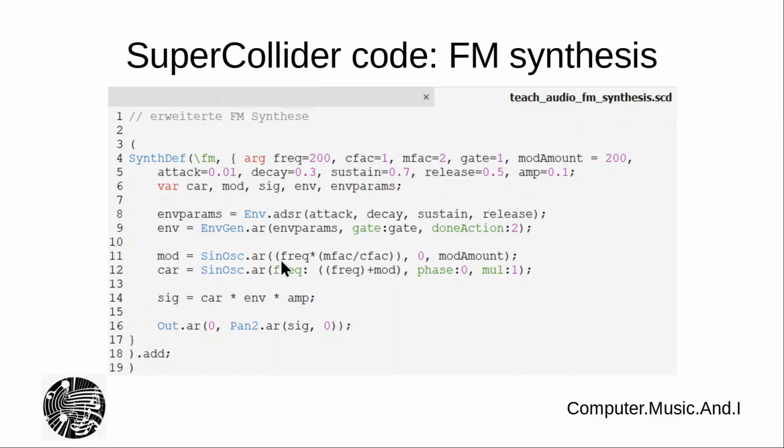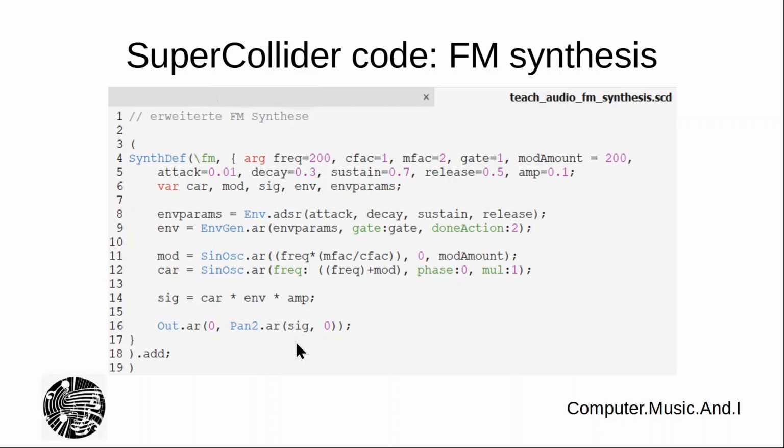In addition, there's also an envelope. In this case, we've chosen an ADSR, and the envelope is just controlling the volume of the overall signal. And then there's an amplitude parameter that basically controls the main loudness. Using the Pan2 UGen, we are placing the signal within the stereo field, in this case in the middle. So we get a stereo output here.